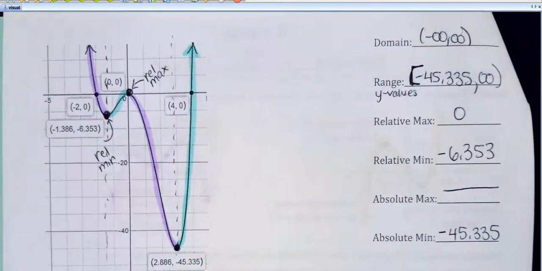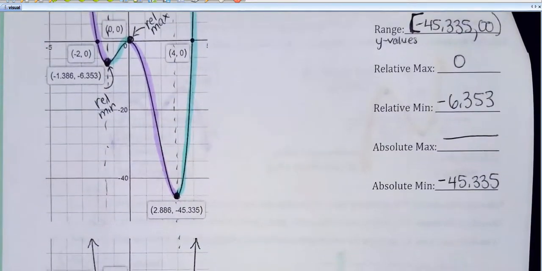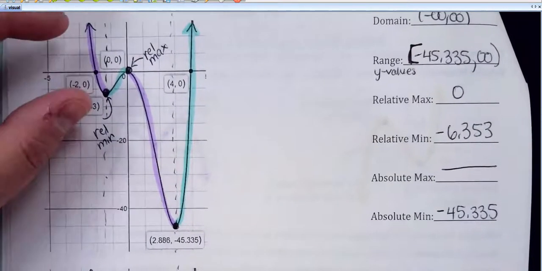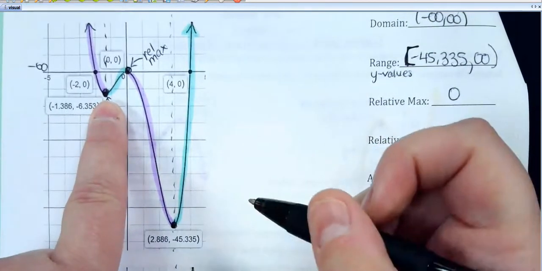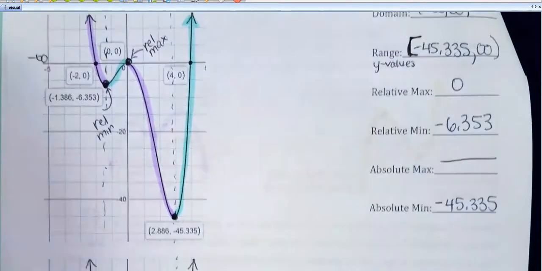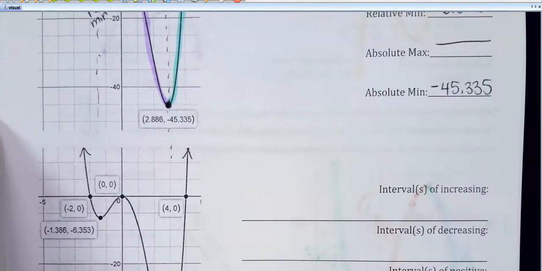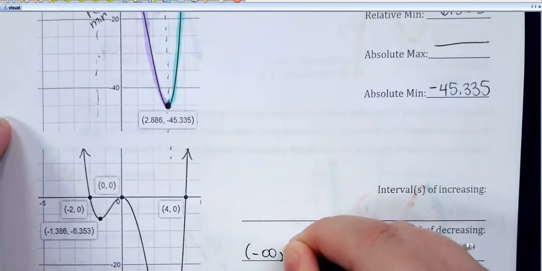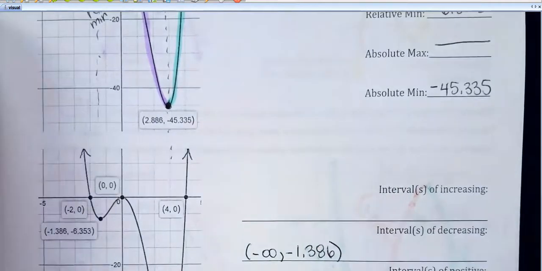So I'm going to see if I can get this on the screen at the same time, and I don't think I'm going to be able to do that. Okay, so I'm just going to describe it here real quick. This first interval, from negative infinity until I get to this point, I'm using the x values for this, negative 1.386, I am decreasing. So I'm going to just scooch this up so you guys can see this on the screen. Maybe. All right, so from negative infinity to negative 1.386, that little piece I colored in purple, that is decreasing.